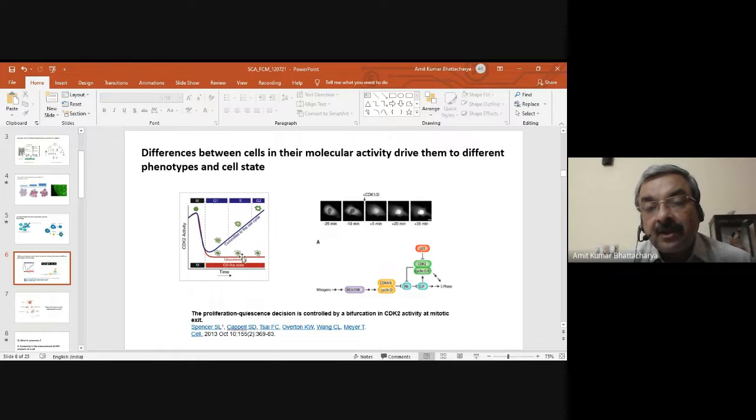And it was found that in these cells, there is a particular protein which drives them into the cell cycle. The level, the activity of that protein is very low, and therefore it's not sufficient to drive them to re-enter the cell cycle. Whereas in the others, the threshold level of that protein is high, and therefore it drives them to go through the entire cell cycle.